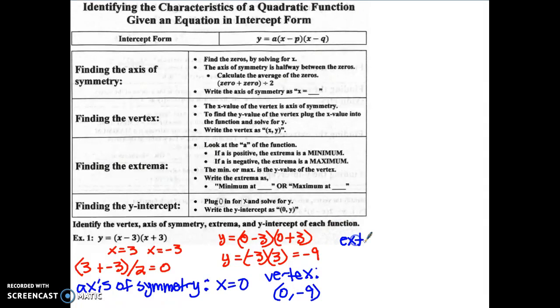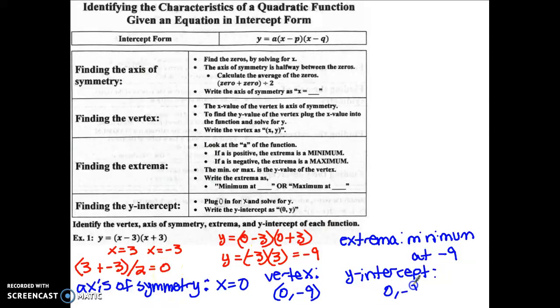Now the extrema is the same as it has been. Because our a in the front here is positive, we have a minimum at, and that is the y value of the vertex. So a minimum at negative 9. And lastly, our y-intercept is we're going to plug in 0 for x and solve. But I'm not going to do that because we've just done this here. So our y-intercept is actually the same as our vertex, and that is 0, negative 9.